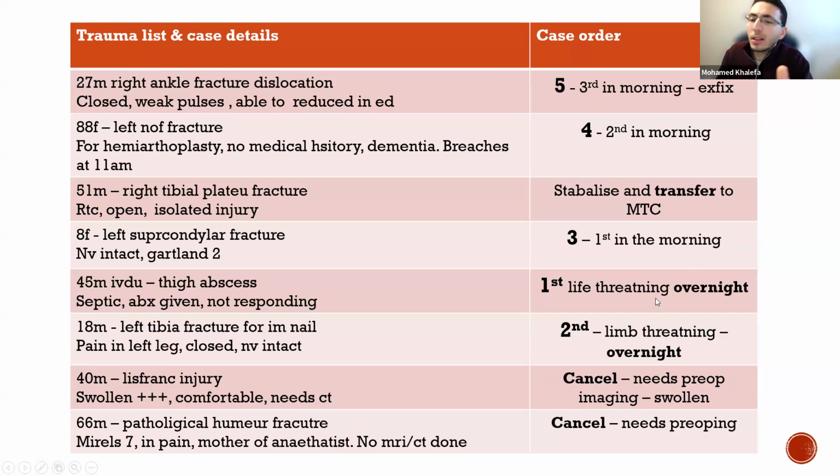And then you've got some life-threatening cases. So don't feel confused: okay, how do I deal with those life-threatening ones? If you say, okay, I'm going to do the thigh abscess first in the morning, this is not logical. You can't leave this patient overnight. Or if I just cut the plaster and leave it overnight, again, he could develop compartment syndrome. So this has to be dealt with overnight, even if it doesn't tell you that.